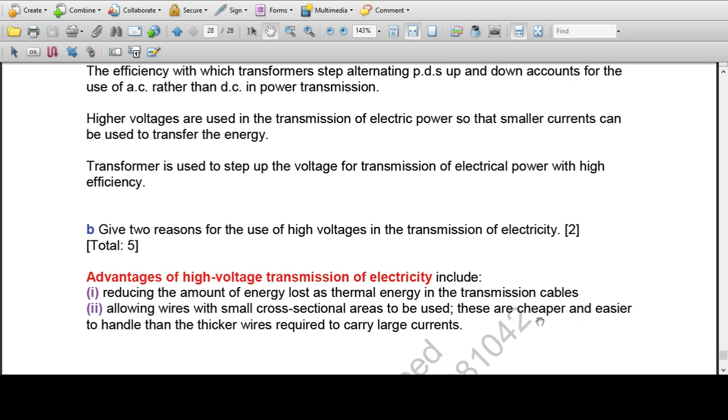These are cheaper and easier to handle than the thicker wire required to carry large currents. So smaller conductors will be required, and a smaller current will flow inside the transmission line, and as a result losses will reduce. That is one advantage. Second, the conductor size will decrease significantly, and it will be easy to carry. So these two advantages of high voltage AC transmission of electricity are given here. That's all from this chapter.